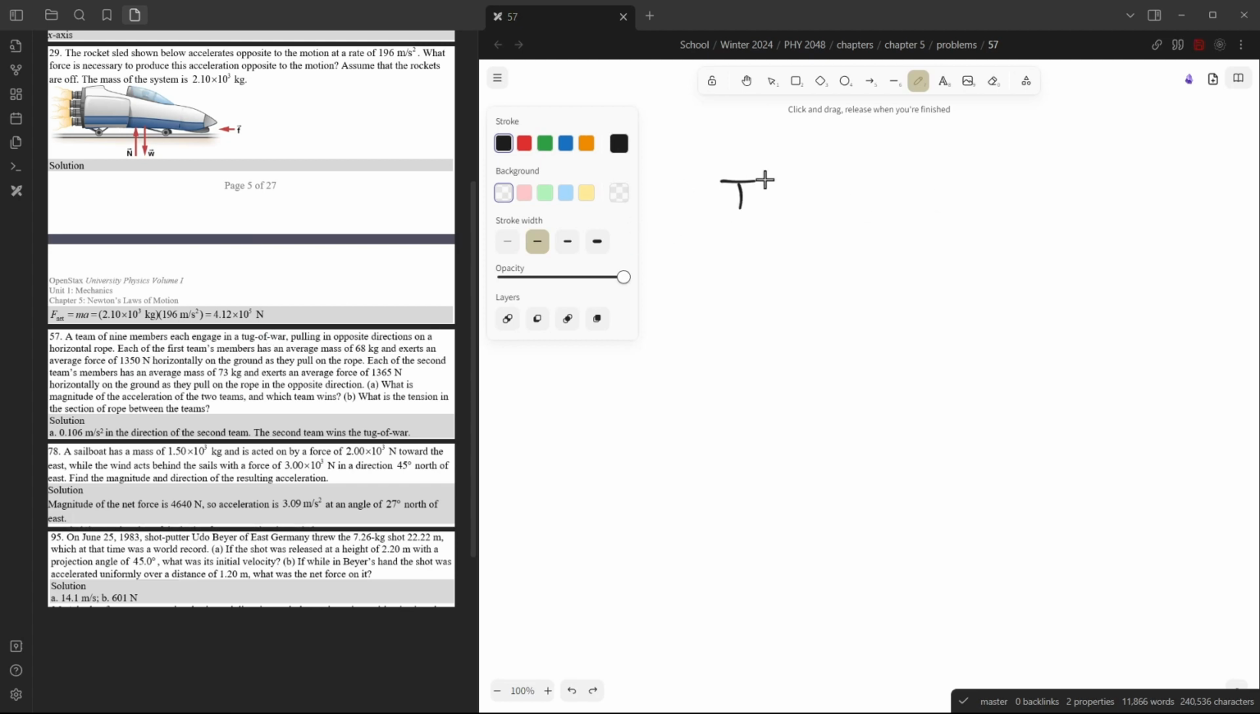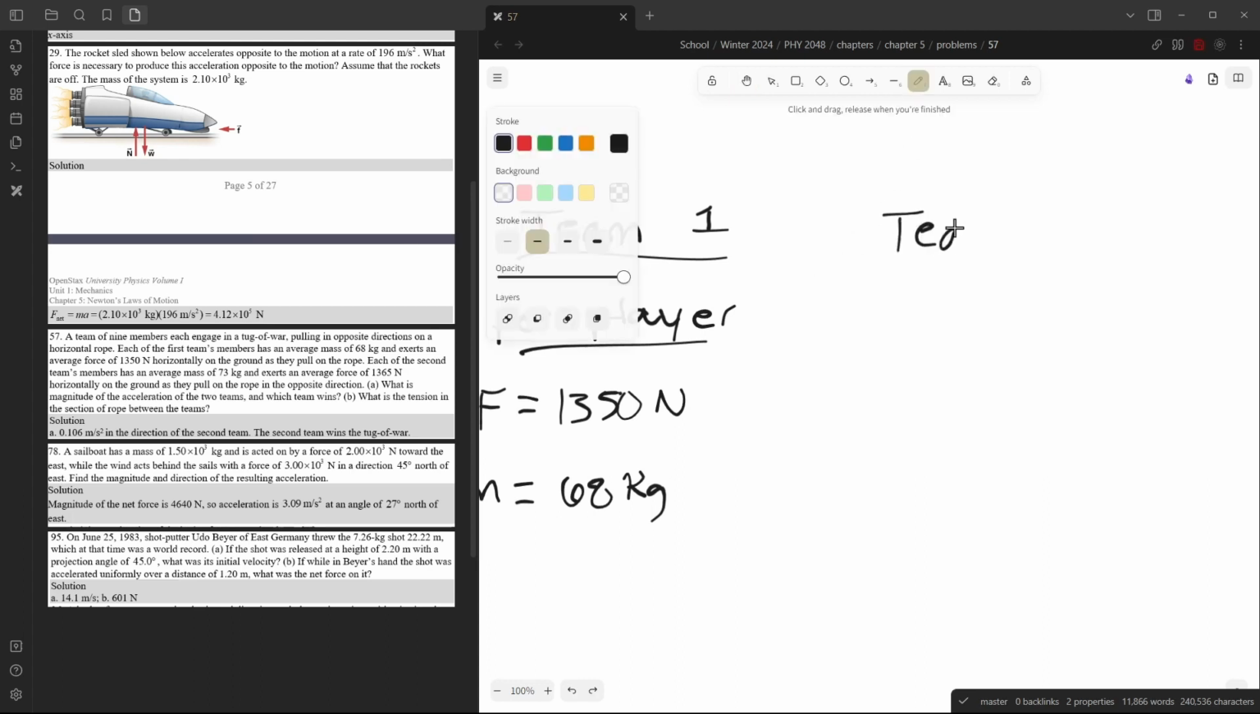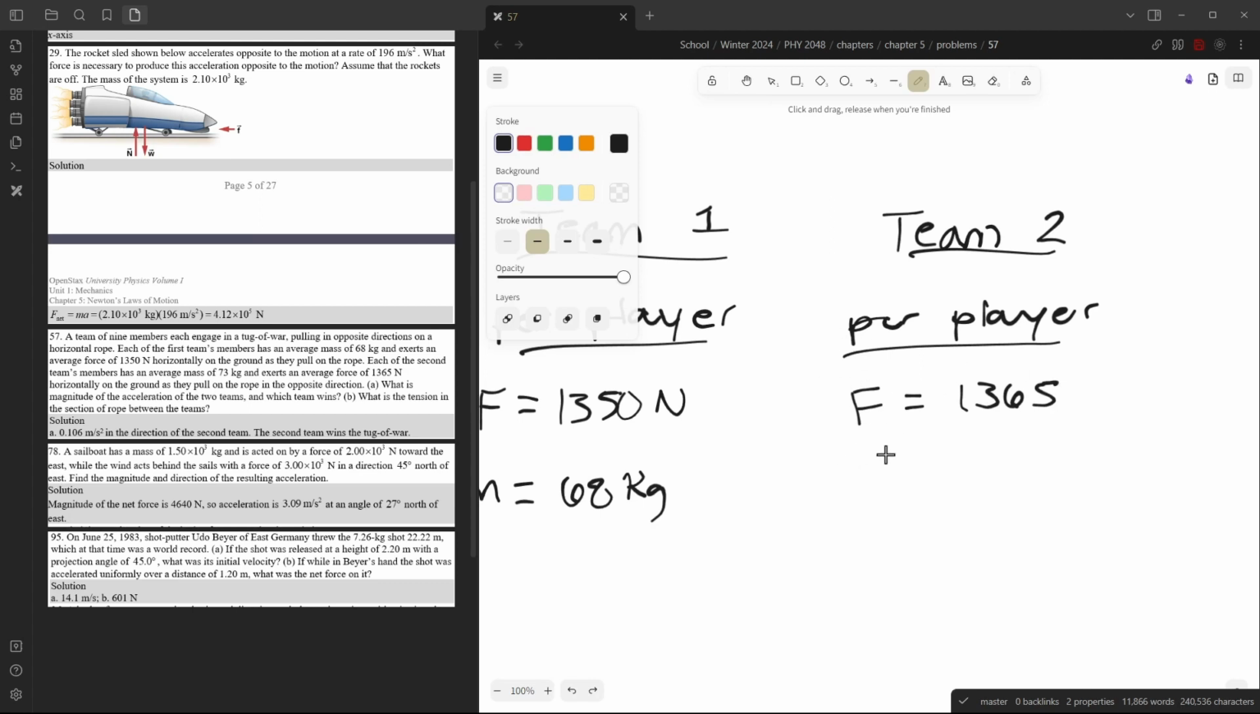Okay, so team A, let's just call it team 1 actually. Team 1 has an average force per player, so let's just write per player. So average force, let's just write F equals 1,350 newtons, and their average mass equals 68 kilograms. And then for team 2, per player, the force exerted by each player is on average 1,365 newtons, and their mass is 73 kilograms.